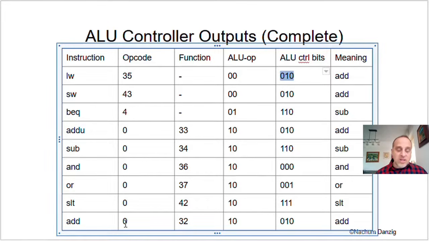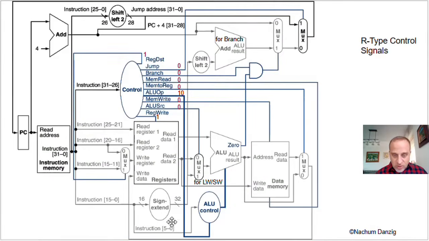And the add is going to be the opcode is 0. The 32 is the function code. And the function code is going to tell the ALU controller to put out 0, 1, 0, which tells the ALU to do an add. So that's what happens over here. The ALU controller puts 0, 1, 0 and tells it to do an add. And we have added the two registers.